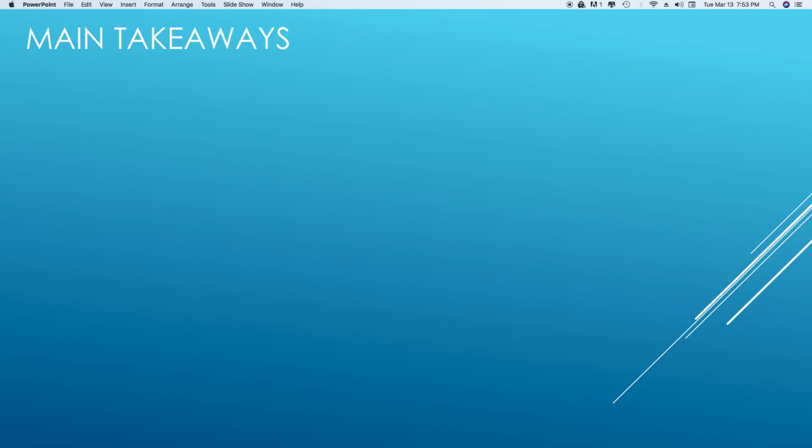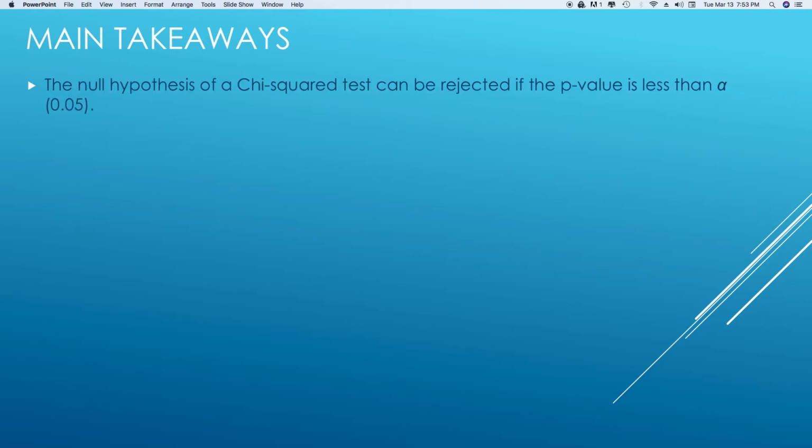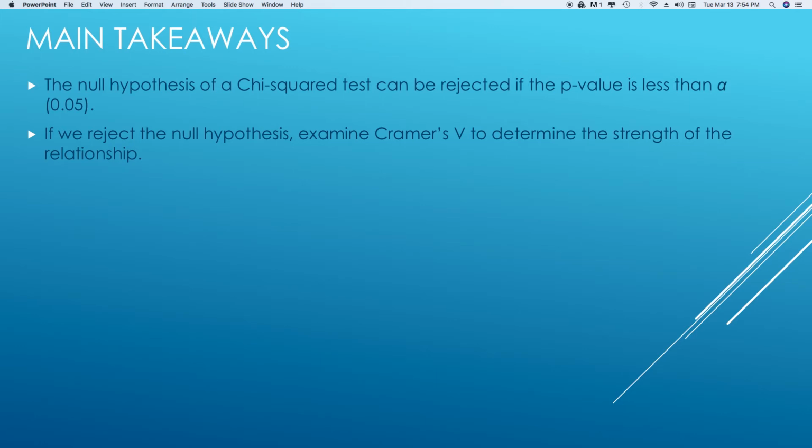So to sum this up, what are our main takeaways? The null hypothesis of a chi-square test can be rejected if the p-value is less than alpha, which is usually 0.05. If we reject the null hypothesis, we will examine Cramer's V to determine the strength of the relationship.